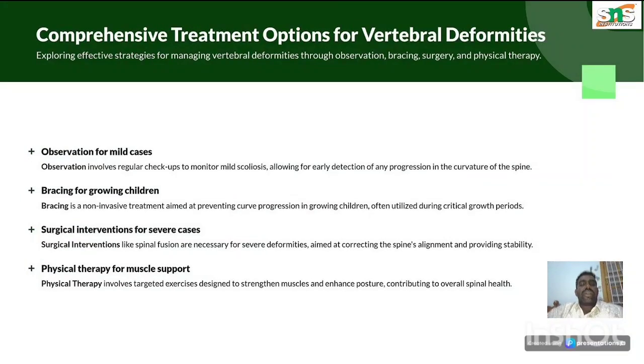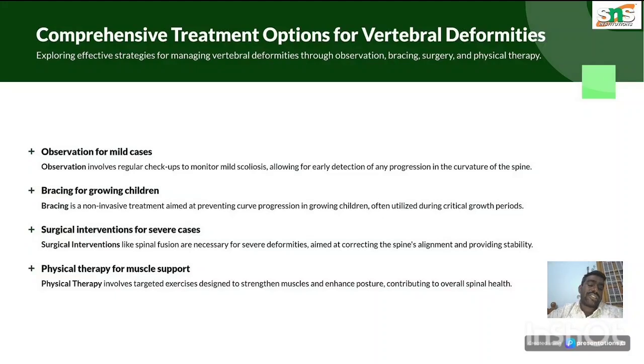So, what are the comprehensive treatment options for vertebral deformities? Observation for mild cases, bracing for growing children, surgical interventions for severe cases, and physical therapy for muscle support. In mild cases, we can check for early detection of mild scoliosis, or early detection of the scoliosis patient.